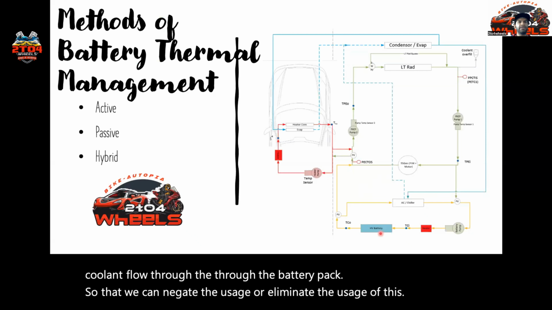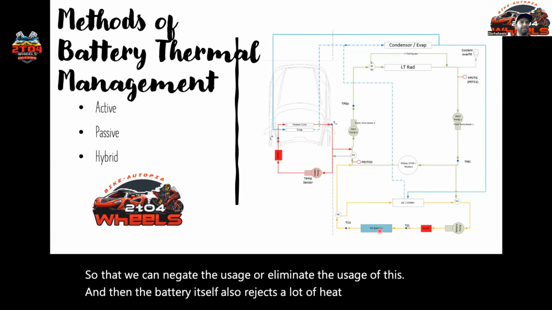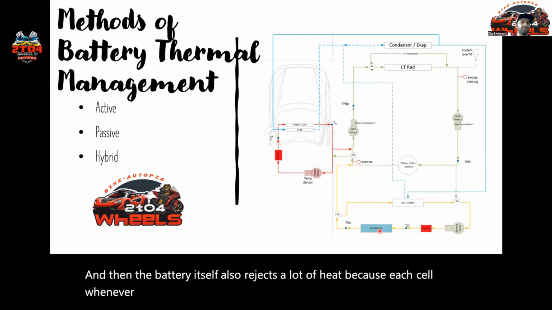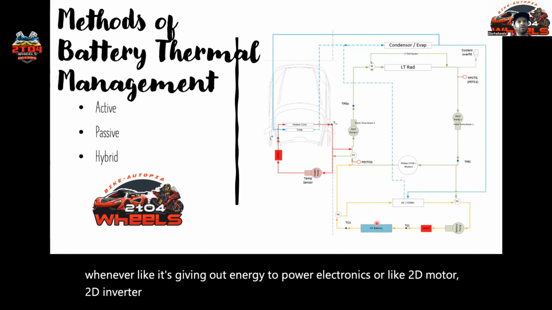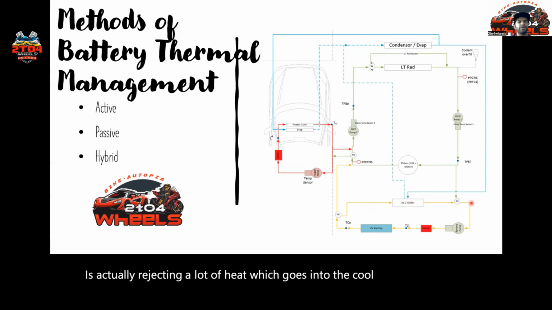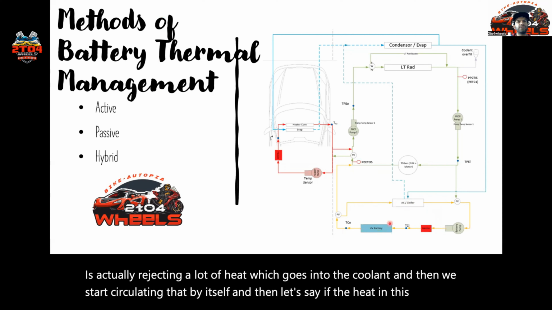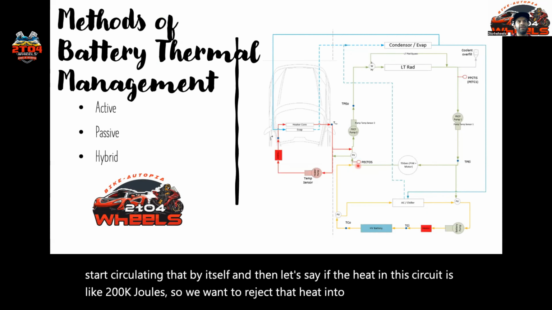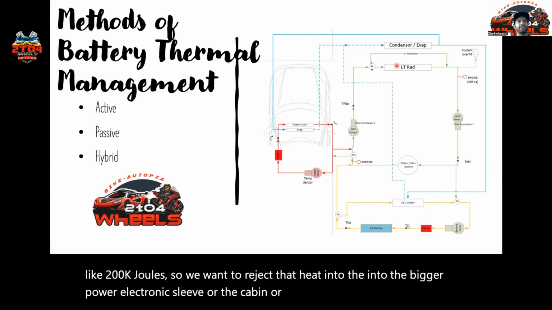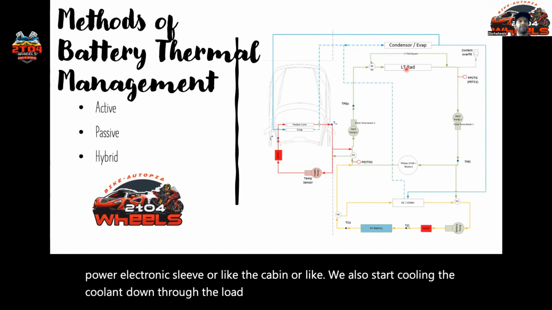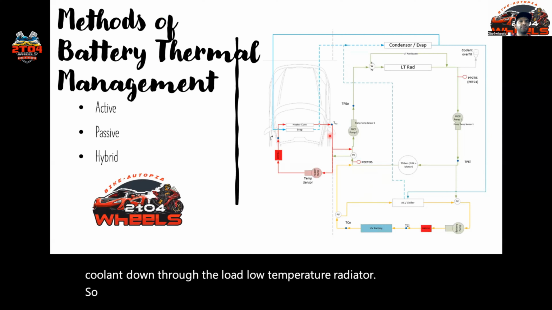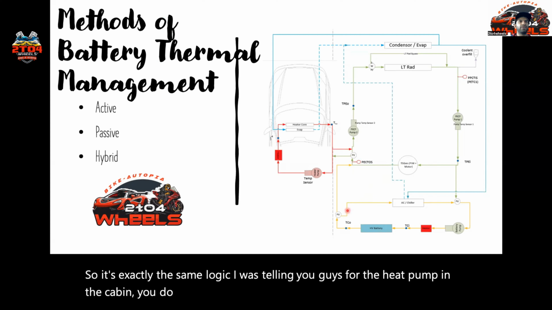And then the battery itself also rejects a lot of heat, because each cell, whenever it's giving out energy to power electronics, to the motor, to the inverter, is actually rejecting a lot of heat which goes into the coolant, and then we start circulating that by itself. And let's say the heat in this circuit is like 200 kilojoules, so we want to reject that heat into the bigger power electronics loop or the cabin, or we also start cooling the coolant down through the low temperature radiator. So it's exactly the same logic I was telling you guys for the heat pump in the cabin. We do the same logic for the heat pump in the battery.